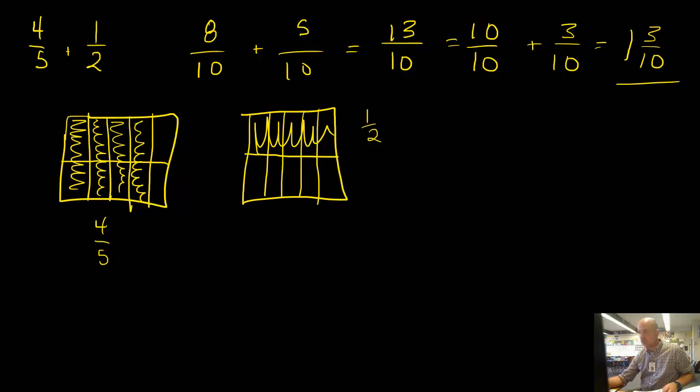Okay. Let's do one more. Let's try another one. Maybe we'll do 2 more. I was wrong. 2/3 plus 3/5. All right. Okay.